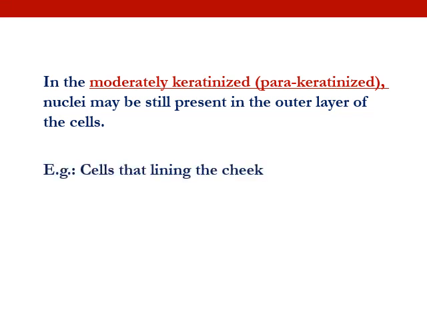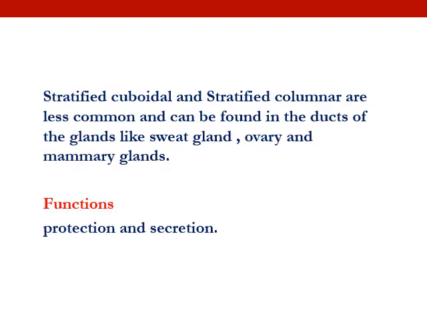In the parakeratinized tissue, the nuclei may still be present in the outer layer of the cells, like in cells lining the cheek. The stratified cuboidal epithelial tissue and stratified columnar epithelial tissue are less common and can be found in the ducts of the glands, like the sweat gland, ovary, and mammary gland. The functions usually include protection and secretion.